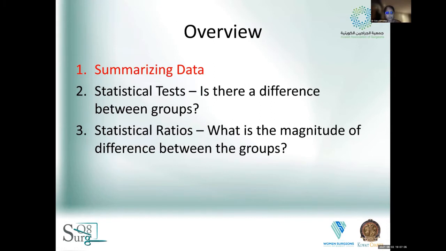So here's an overview of what we're going to talk about. To answer those three questions, we're going to talk about number one, summarizing statistical data. Number two, we're going to talk about statistical tests, which is how do we find out if there's a difference between the groups. And the third component is statistical ratios, which is really looking at what is the magnitude of a difference between different groups.